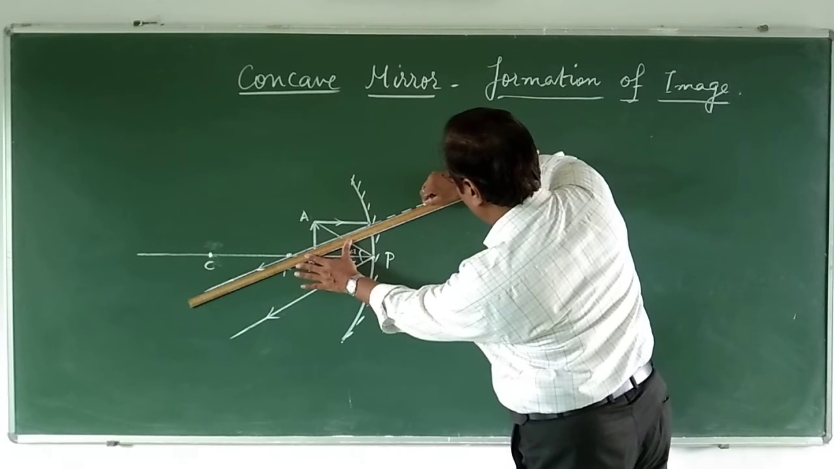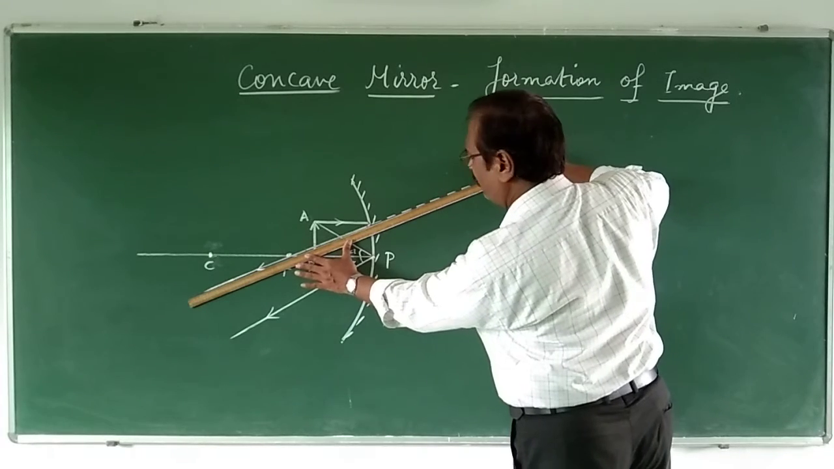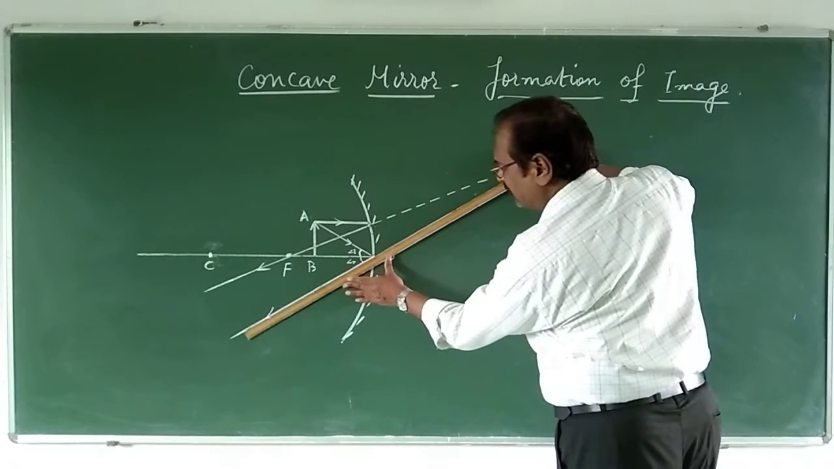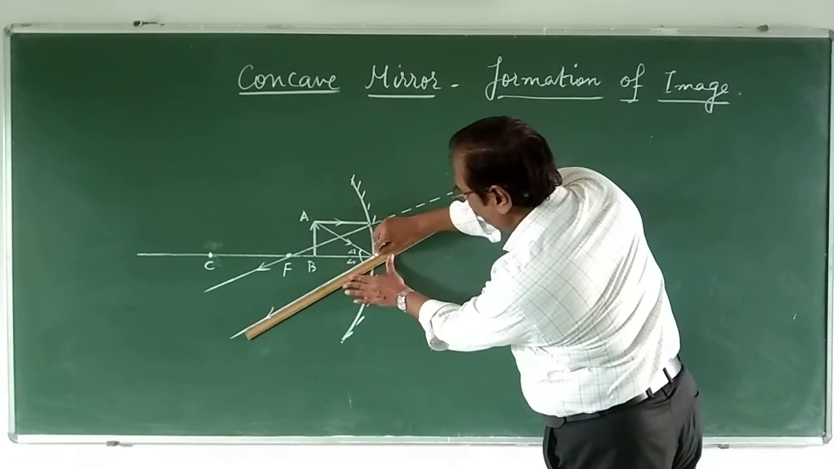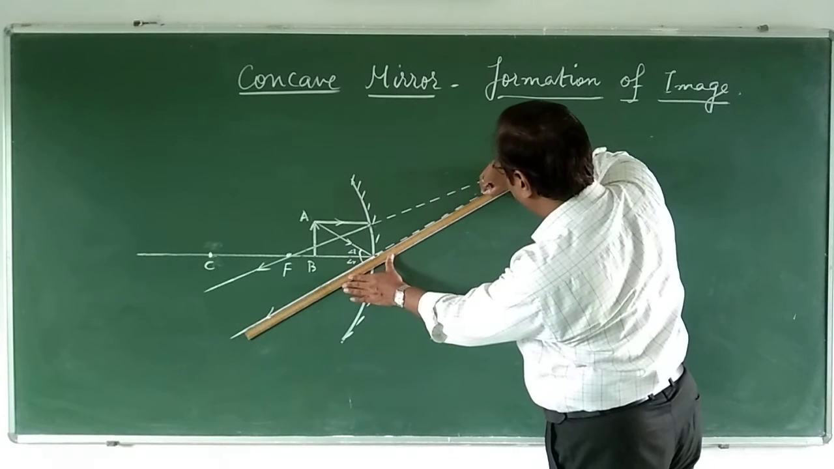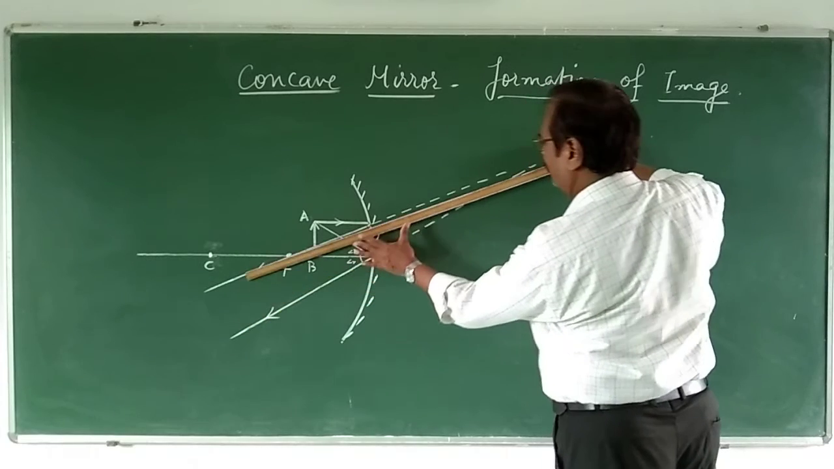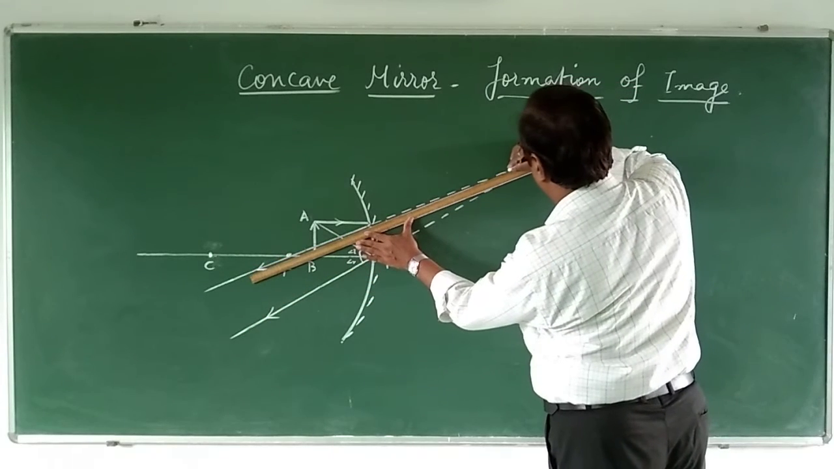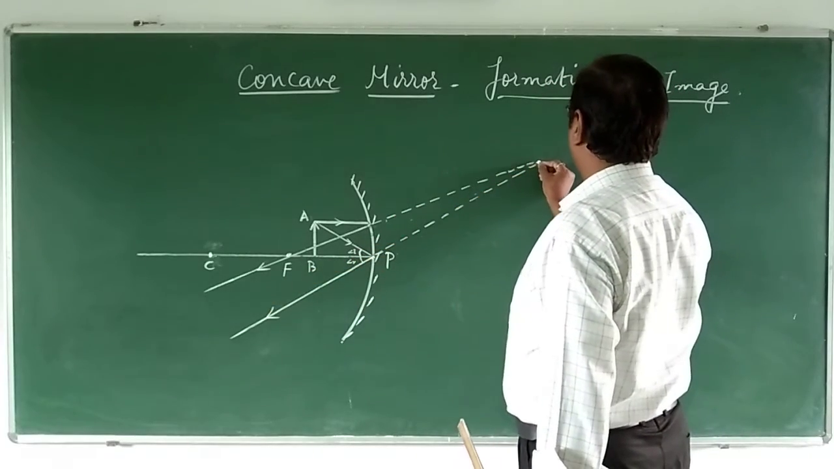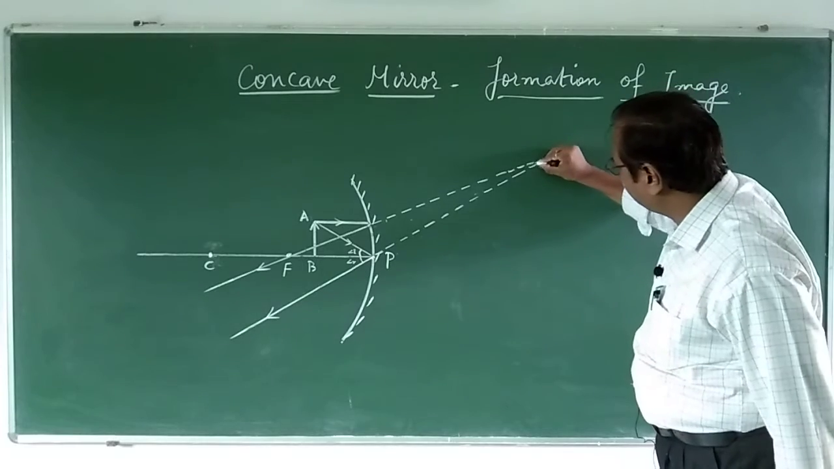Behind the mirror the image cannot be real. It has to be virtual. Virtual means imaginary. Again I am extending both the rays. They ought to meet somewhere. Let me find out where it is going to meet. Yes, it is coming close here and it is meeting at this point. Now the image is formed here and you see the tip is here.